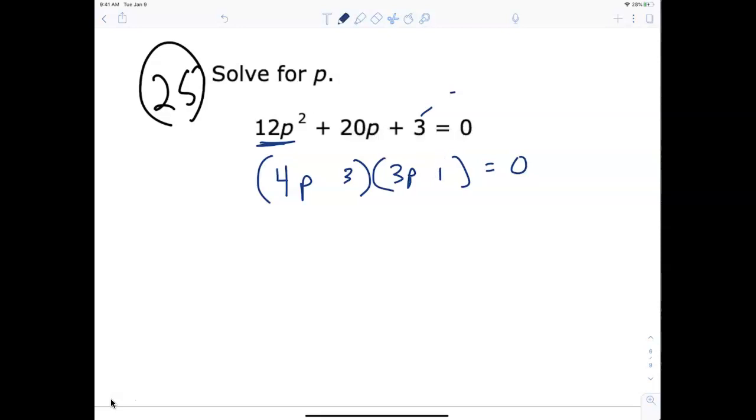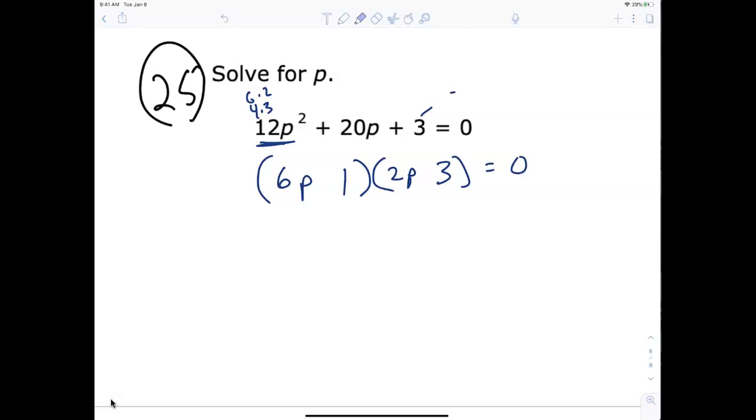Alright, so here I have 9 and 4. So 9 and 4 don't make 20. Now I have to erase. I'm going to get rid of this. I know it's not 4 and 3. So now I'm going to try 6p and 2p. Remember, you could try 4 and 3, 6 and 2, or 12 and 1. So I'm going to try 6p and 2p. And again, the factors of 3 are 3 and 1. Notice again, 3 cannot go there because it would have a factor with 6. I'll put the 3 over here, and now I'm going to put the 1 here, and let's see what happens.